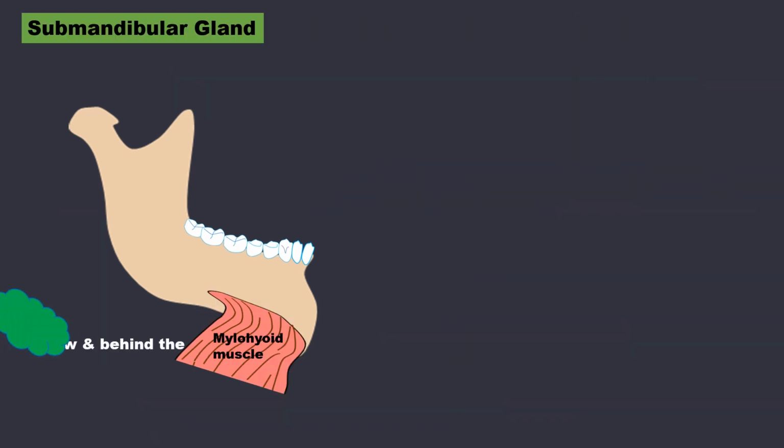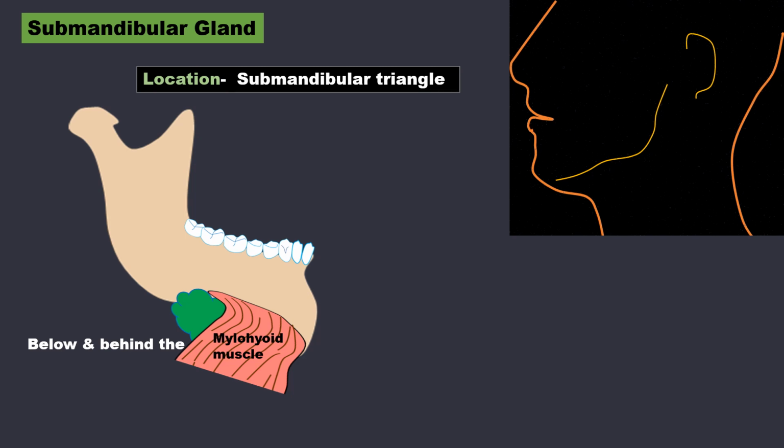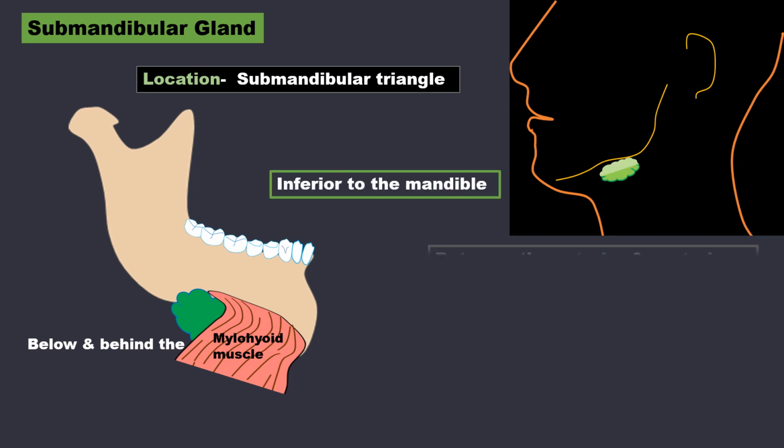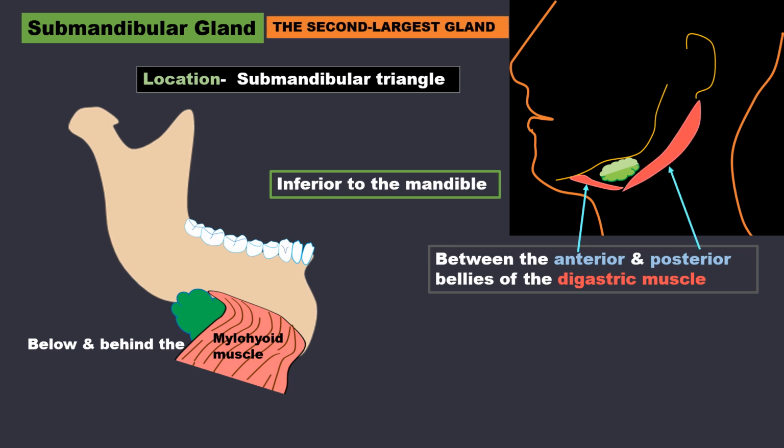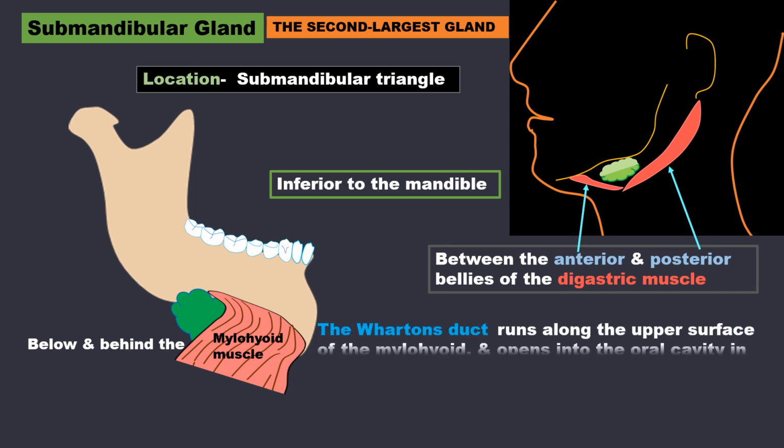The submandibular gland is present below and behind the mylohyoid muscle in the submandibular triangle, inferior to the mandible, between the anterior and the posterior bellies of the digastric muscle. It is the second largest gland. The duct of this gland is the Wharton's duct, and you can see here it runs along the upper surface of the mylohyoid and opens into the oral cavity in the sublingual caruncle.